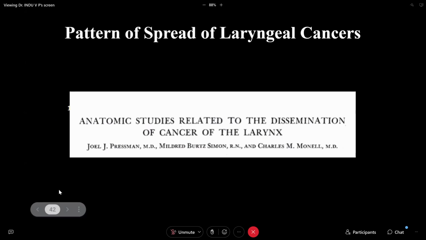Coming to the pattern of spread of laryngeal cancers, this is a landmark study by Pressman. This anatomic study is related to the dissemination of cancer of the larynx. They tried studying the pattern of spread of laryngeal cancer using radioisotopes as well as dyes, and with that they identified the pattern of spread.